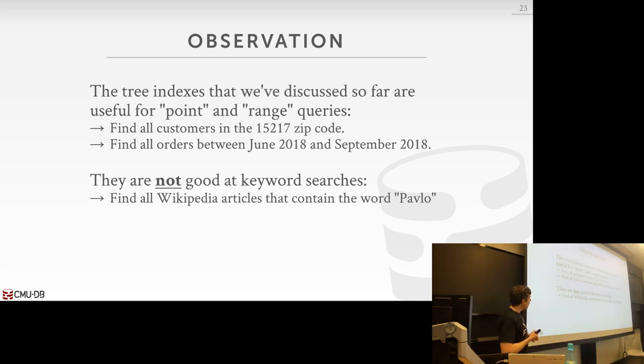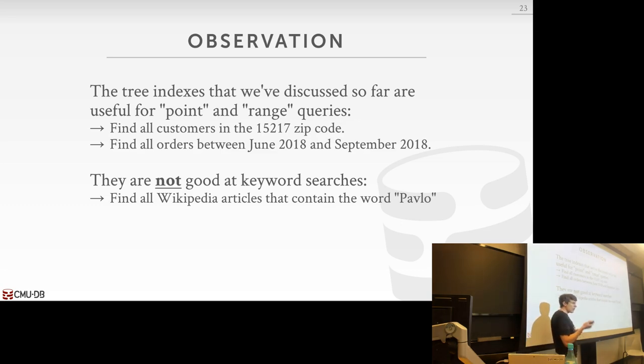Real quickly, everything that we talked about so far has been handling point queries and range queries. If I want to find records of people that live in zip code 15217, that's an equality predicate to find exactly the thing I'm looking for. Or if I'm trying to find things within date ranges, that's a range scan. Again, I can use a B+ tree for that.